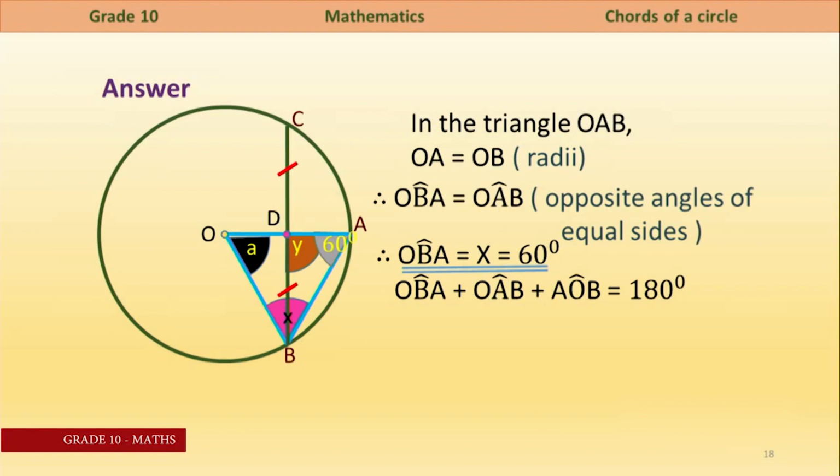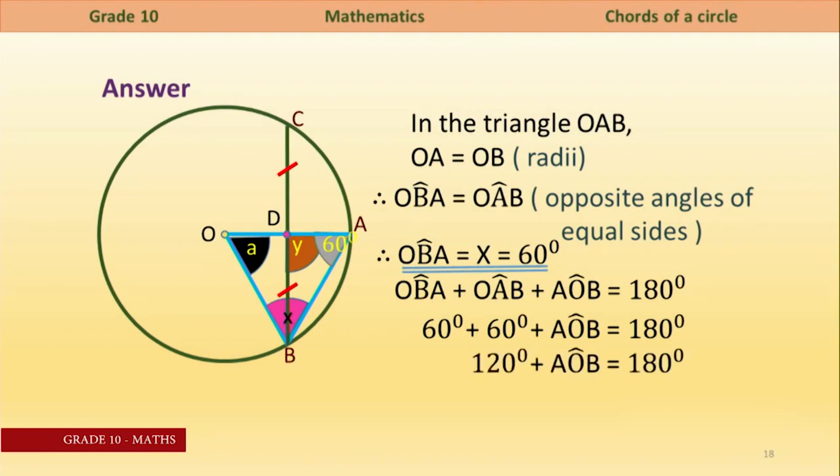So how do we find that? We have to adapt those interior angles. What are those? OBA and OAB and AOB. So in here we have to substitute the values. OBA, what's the value of OBA? That is 60. And what's the value of OAB? That is also 60. And what's the value of AOB? So we have to find that AOB.